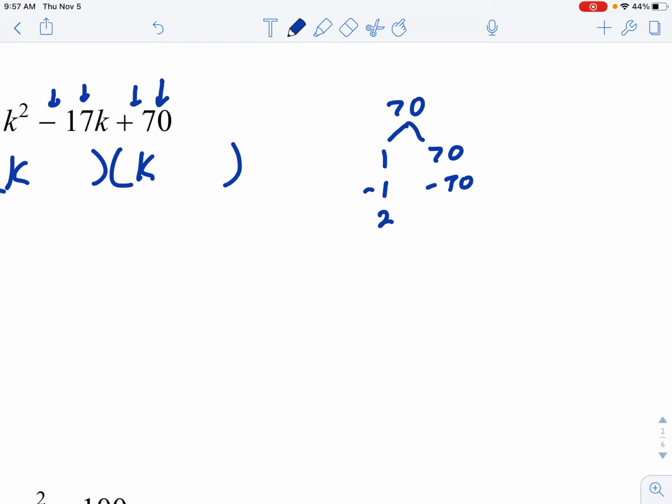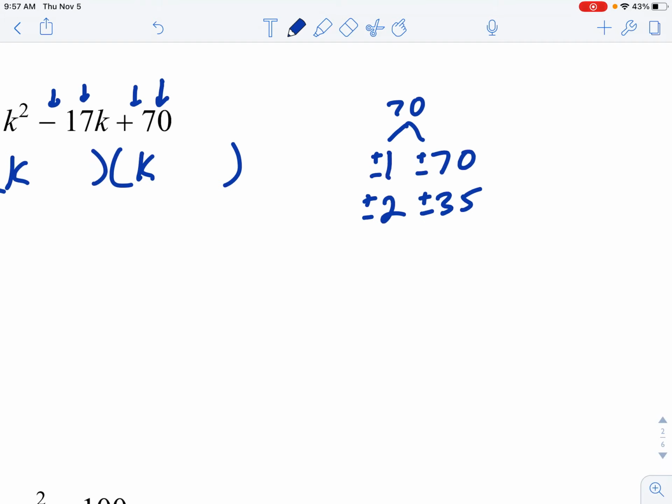Or you could do 2 times 35, or negative 2 times negative 35. And then it goes on and on and on. So I'm gonna clean this up a little. I'll give you a little tip to make this neater. For 1 times 70, it could be positive 1 times positive 70, or negative 1 times negative 70. So if you just do it this way, you'll have like half the writing. 2 times 35 can be positive times positive, or negative times negative.